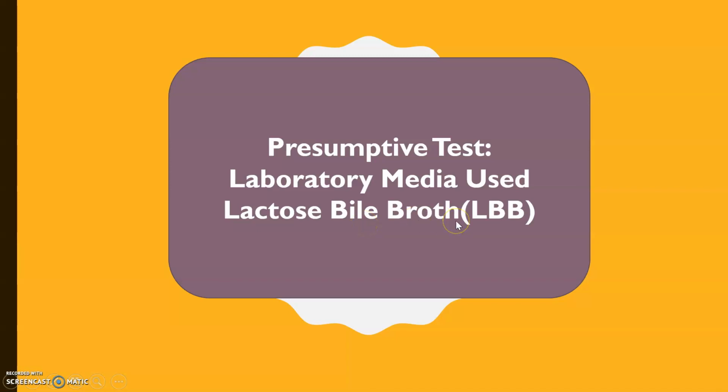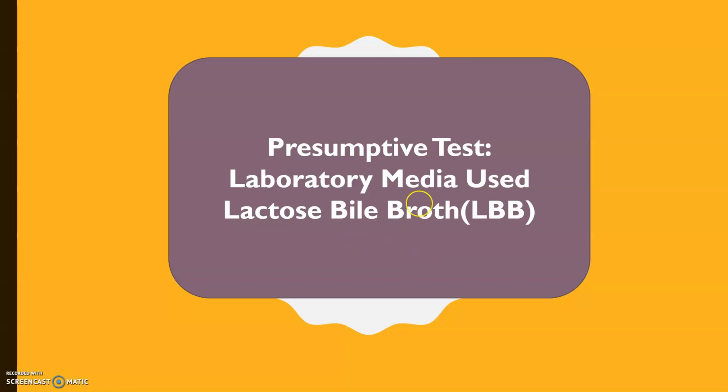The neutral red is initially red in color. After lactose fermentation, acids are produced, and in the presence of acids, the neutral red changes from red to pink. In this lactose bile broth tube, one Durham's tube is there in an inverted position, and this tube is used for detection of gas.